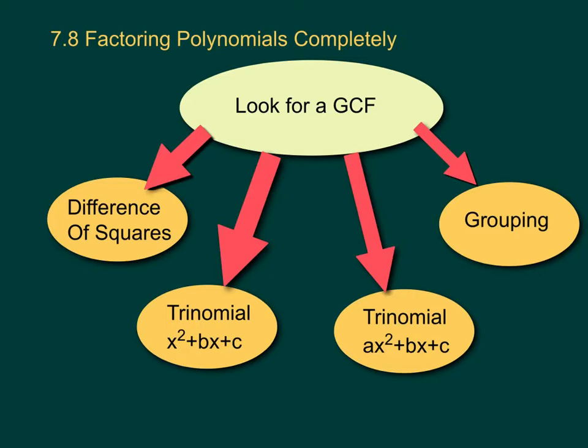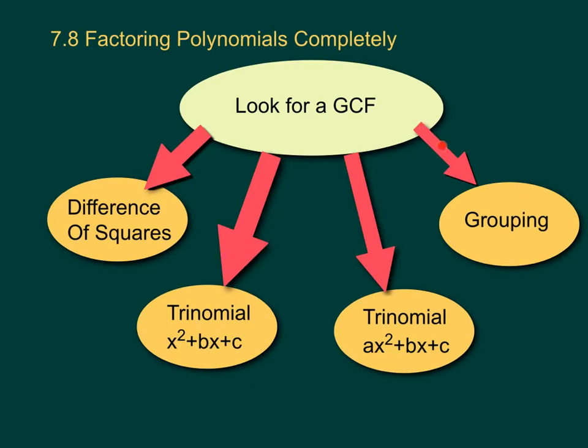Maybe we're not as lucky, and after looking for a GCF, we have a trinomial that's in the form of ax squared plus bx plus c. Lead coefficient is not 1. In this case, use the box method, the Punnett square method, in order to try to factor this polynomial.